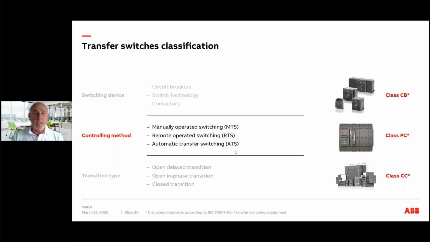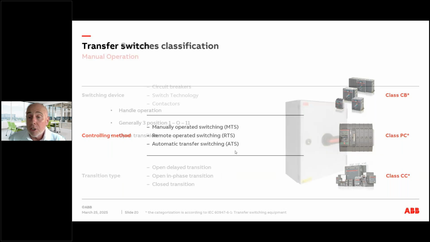So we've seen the devices now that actually do the switching. So now we have under the classifications controlling methods. Again, there's three different options here. You have manual, MTS, remote operated switching, RTS, and then the automatic transfer switching, ATS.